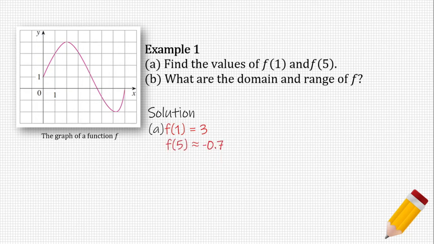For B, we see that f of x is defined when the value of x is from 0 to 7, so the domain of f is the closed interval [0, 7]. Notice that f takes on all values from negative 2 to 4, so the range of f is the closed interval [-2, 4].